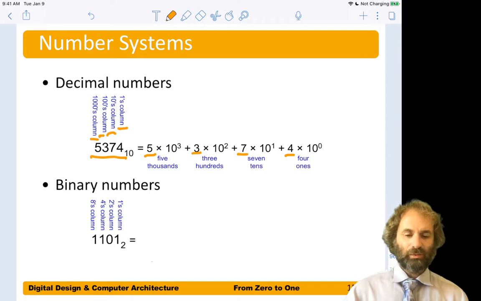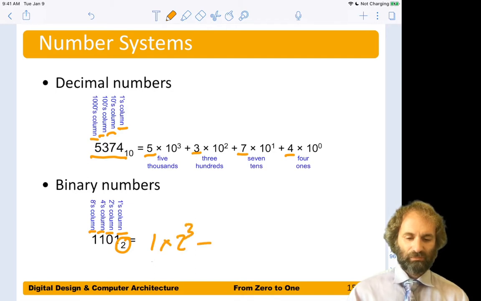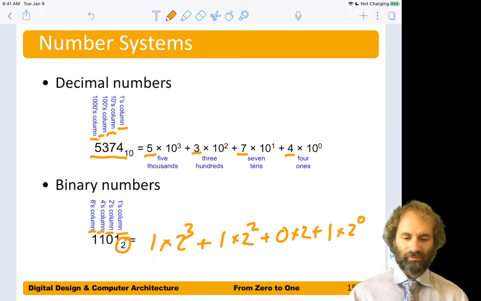In binary, we only have two possibilities, 0 or 1. So each column has twice the weight of the previous column. Now we have a 1's column, a 2's column, a 4's column, and an 8's column. So the number 1101 in binary, with a subscript 2 to remind us that it's binary, is 1 in the 8's column, plus 1 in the 4's column, plus 0 in the 2's column, plus 1 in the 1's column, which is 8 plus 4 plus 1, or 13 in decimal.